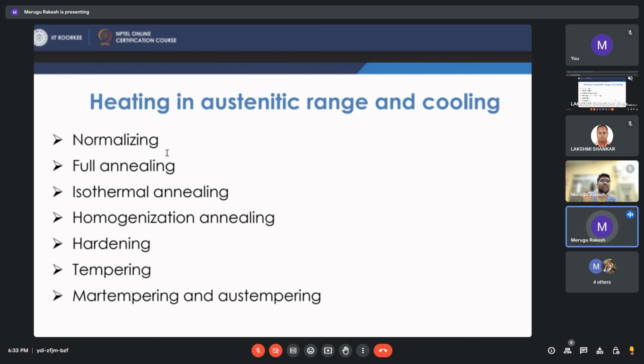Okay, this is the difference between full annealing and isothermal annealing. In isothermal annealing, there is one more step added to the full annealing, that is, after cooling to some temperature, we again hold it. Then homogenization annealing.